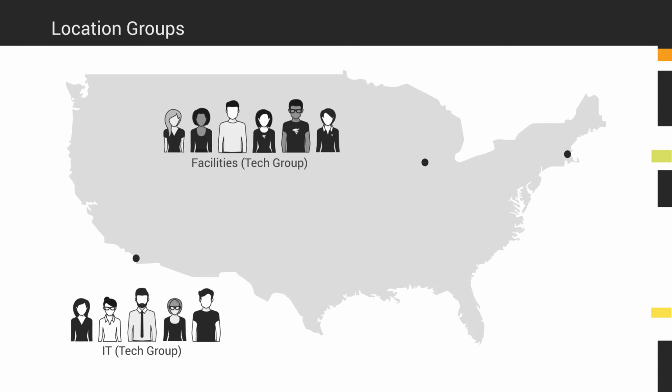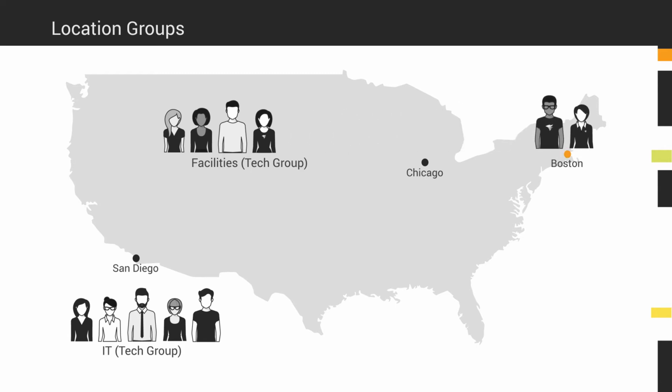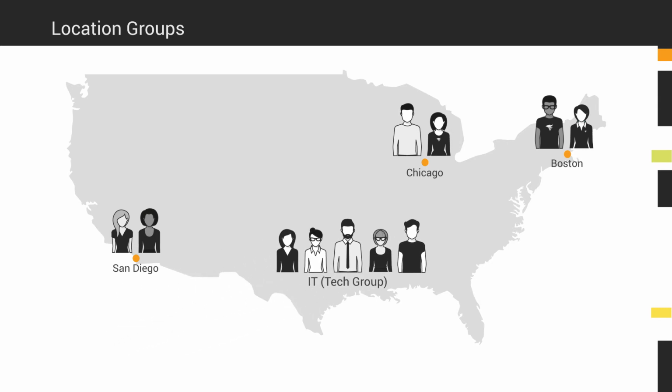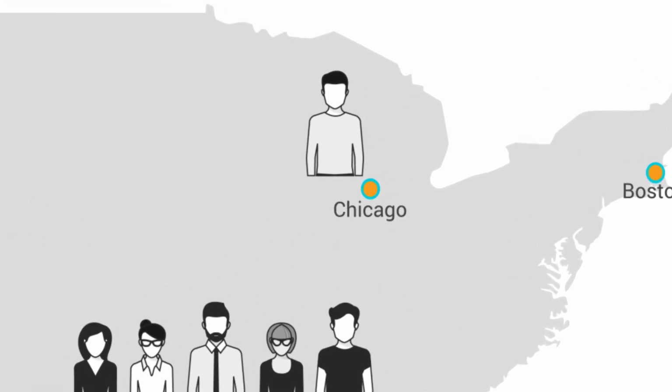So what I'll do is create location groups named Boston, Chicago, and San Diego. Then add all the Boston area locations to the Boston location group, Chicago area locations to the Chicago group, and San Diego locations to the San Diego group. To ensure that all my IT techs can see all IT-related tickets regardless of the location, I'll assign them to all the location groups. But I'll assign the facilities techs to only the location group that serves the offices he or she is responsible for. That means Bill, who is a facilities tech located in Chicago, will only be assigned to the Chicago location group.